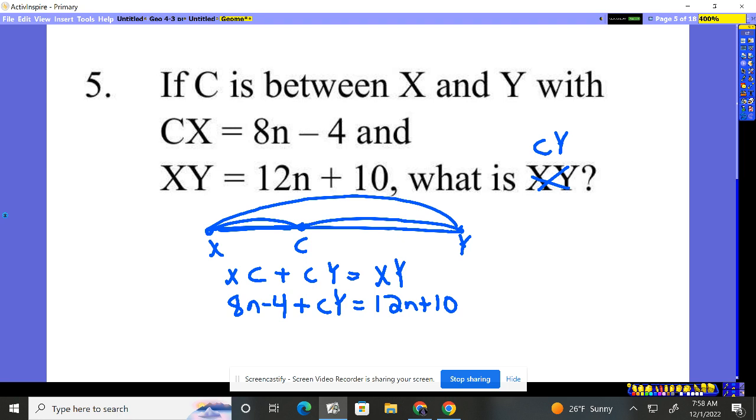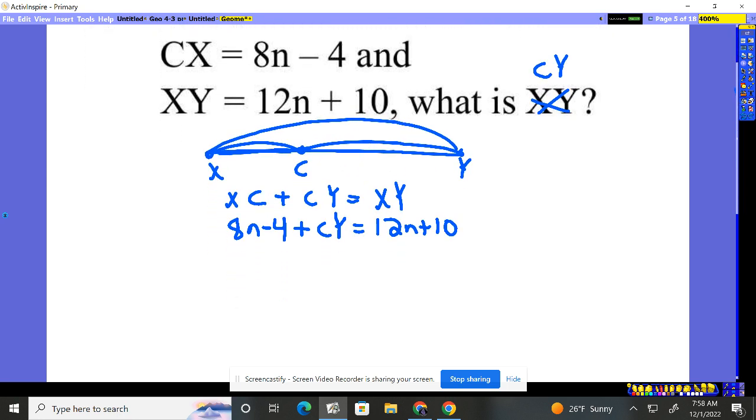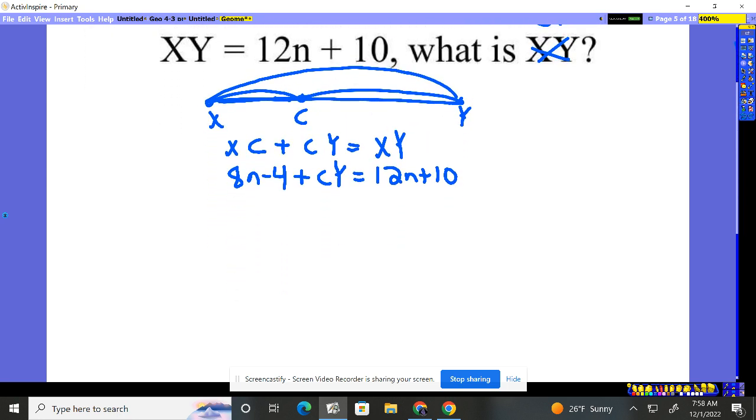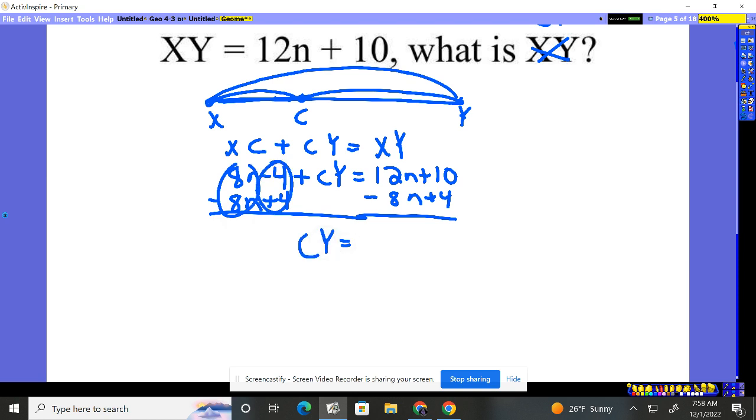So let's get CY by itself. Let me scroll down a little bit here, give ourselves some room. We're trying to isolate the CY. So let's move the 8n over by subtracting 8n. And if we want, we could go ahead and move the 4 over, so add 4. When we do this, those go away, those go away. We're left with just CY. 12n minus 8n is 4n. 10 plus 4 is how much? 14. And there's our answer. CY must be 4n plus 14.